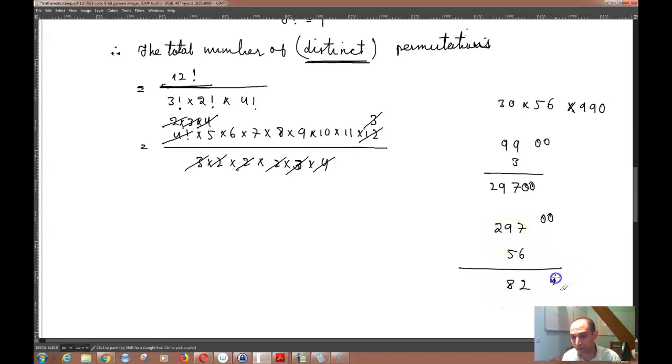5 times 7 is equal to 35, 5 times 4 is 20, and 5 times 2 is 10. You have a 2, and you have 2 zeros there. That's the same thing as 1,663,200.